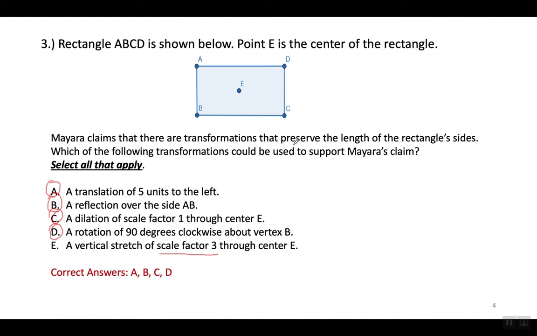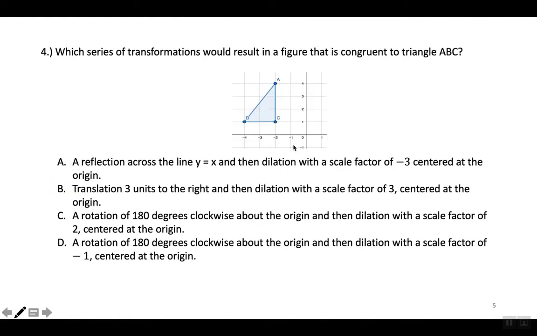Alright, let's go to number 4. Which series of transformations would result in a figure that is congruent to triangle ABC? Again, I'm going to tell you how to answer this in 1 second. Listen up and you'll be able to answer this in 1 second. It's exactly like the one we did like 2 questions ago.